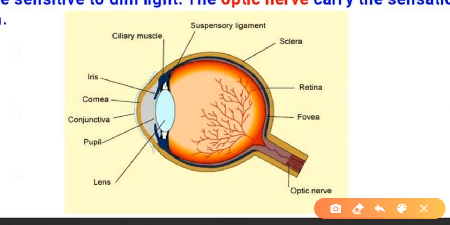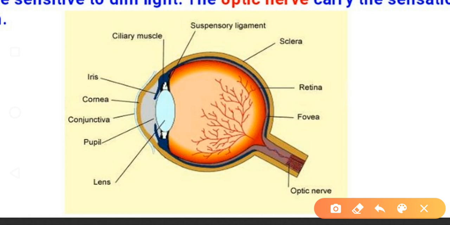The first part of the human eye is the sclera. Sclera means the outer covering, a protective tough white layer called the sclera. You can see this is the outer covering of an eye. This is known as the sclera.